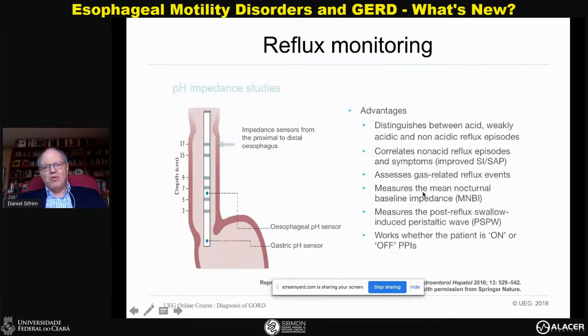And now we are using impedance to measure two novel parameters. One is the mean nocturnal baseline impedance, and the other is the post-reflux swallow-induced peristaltic wave, which are parameters that can help to better phenotype the patients based on reflux monitoring. And finally, impedance can be used both on or off PPIs, whereas pH-metry, either catheter-based or wireless, can only be used off PPIs.